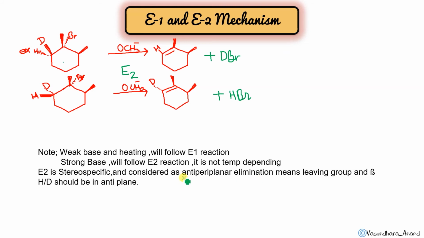What does anti-periplanar elimination mean? It means the leaving group and the beta hydrogen or deuterium, that is, any isotope of hydrogen, should be in the anti-plane. So a question will be given and you will be asked what the product will be, like this product will be given. So you should know from which plane we have to take out. Got it? That is the important part of this elimination reaction.